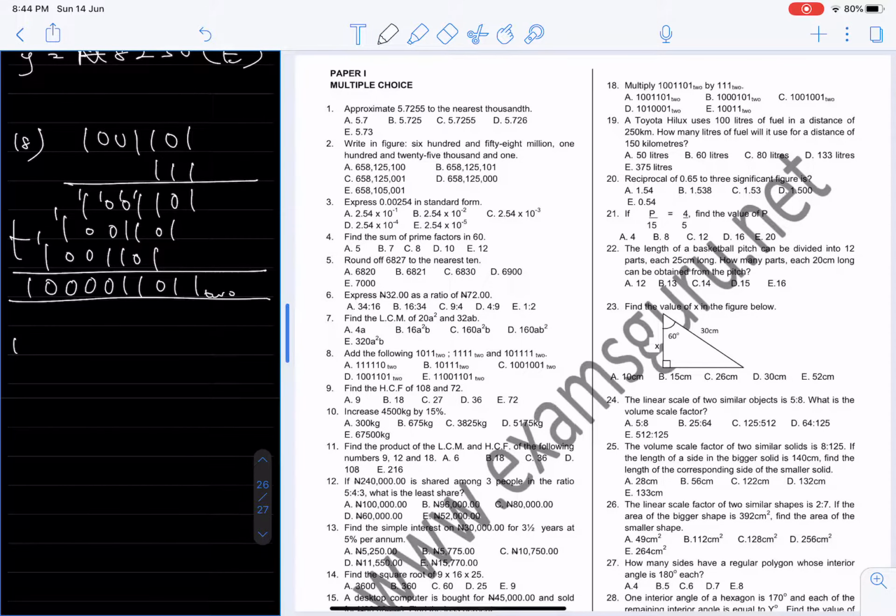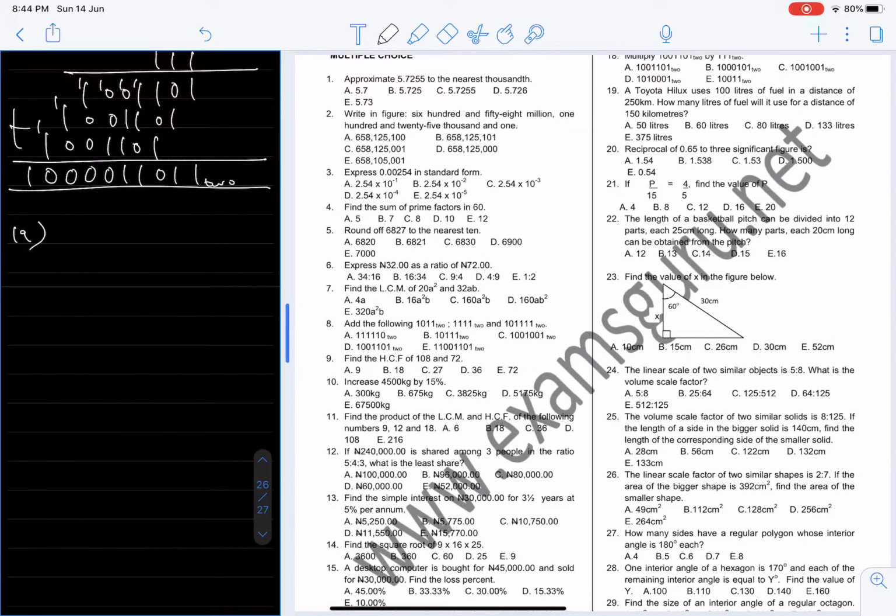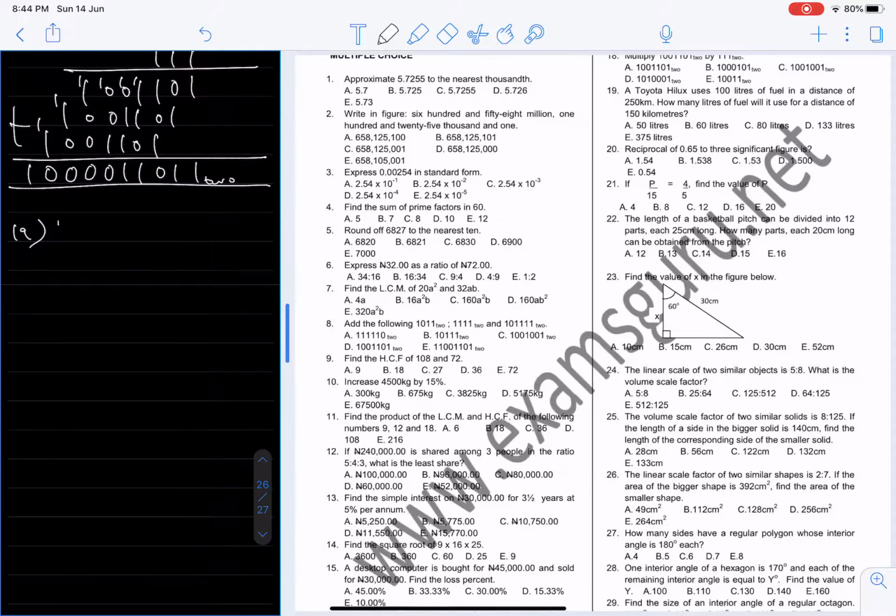So we go to the next, which is number 19. A Toyota Hilux uses 100 liters of fuel in a distance of 250 kilometers. How many liters of fuel will it use to cover a distance of 150 kilometers? 100 liters was used in a distance of 250 kilometers. How many liters will be used in a distance of 150 kilometers?